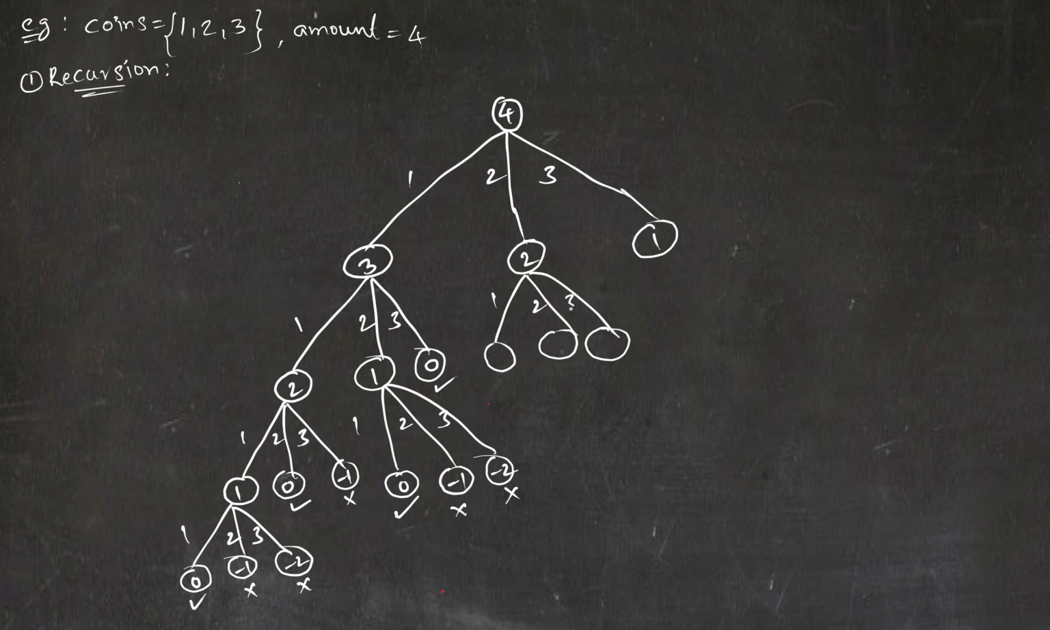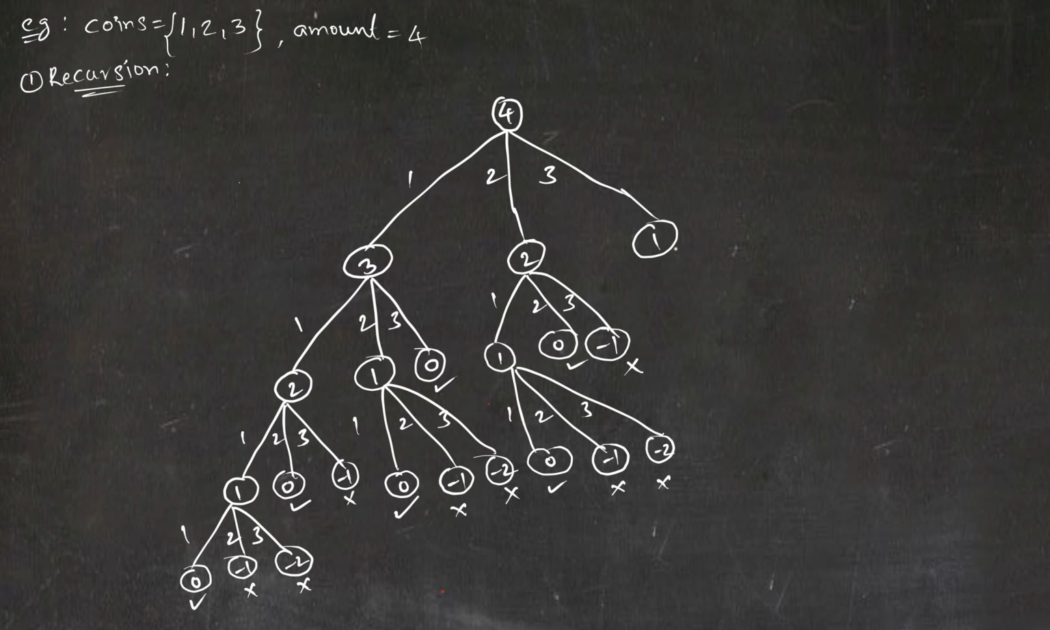1, 2, 3. So if I choose 1, I need to find the answer for 1. Then 0, this is -1. So this is an invalid combination, this is perfect. Now for 1, again we have 3 choices: 1, 2, 3. If I choose 1, 0, valid combination. This is -1, invalid. This is -2, invalid.